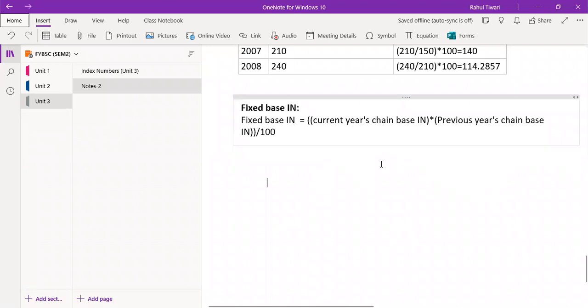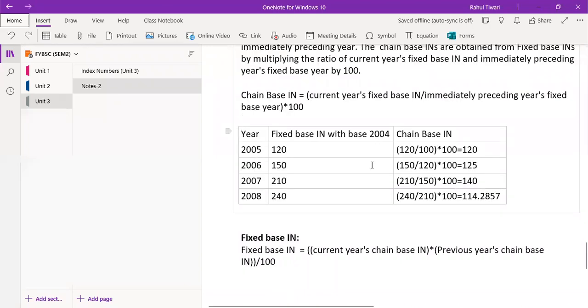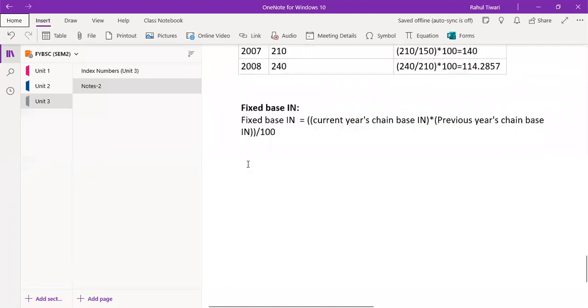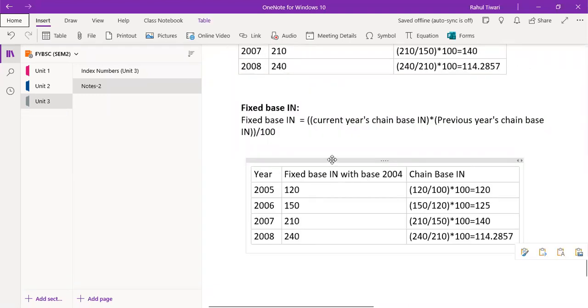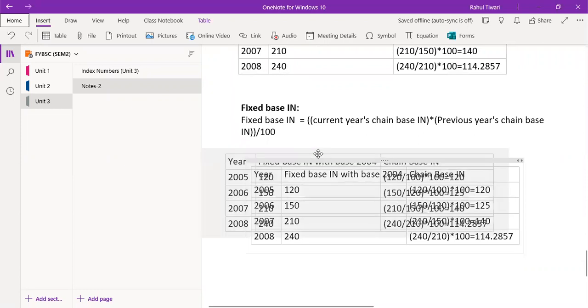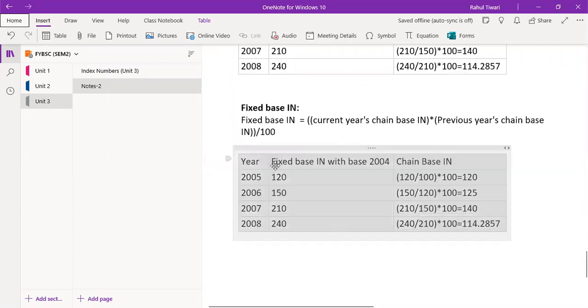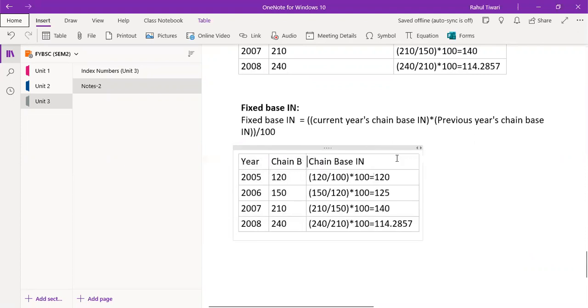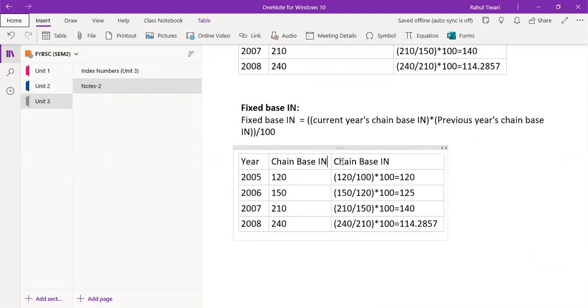So let us again take this example. For example, I'm considering the same data. So this is my example. And in this case, I'm just modifying it a little bit. Let's say this is my chain base index. So how to calculate this fixed base index number? Let's see.